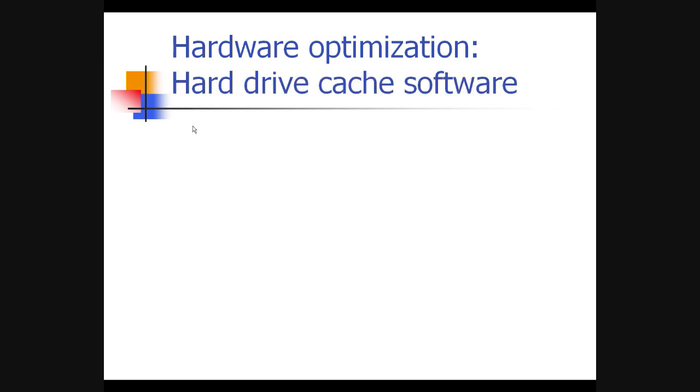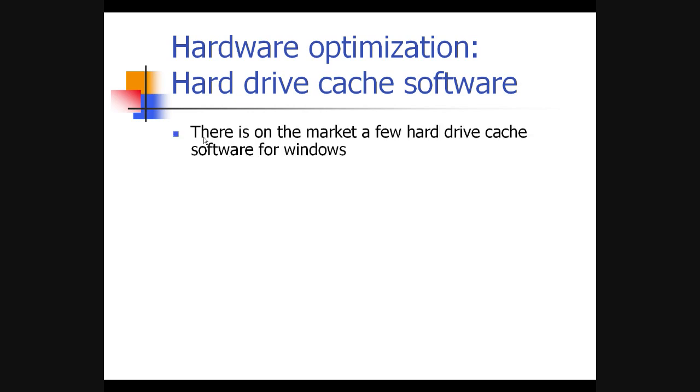And then to continue on the same line of reasoning, if changing your hard drive and increasing the memory on the file server were not enough in your particular case, you also have the possibility to buy a specific software that is a hard drive cache. There are a few of them on the market, not a lot. They're not very easy to find because it's a very specialized system that not a lot of people need with current hardware. But there are a few hard drive cache software for Windows available.